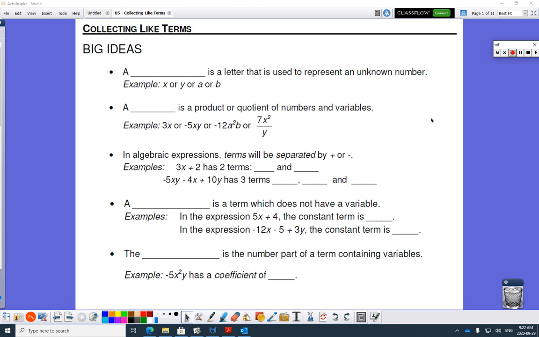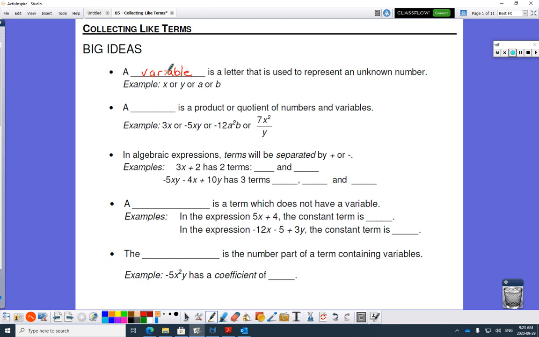Here's the big ideas. A variable is a letter used to represent an unknown number. A variable is the word we want here. Maybe you've seen that word before. Hopefully you have. It's a perfect name, actually, if you really think about it. Variable. It means it varies. It depends. We don't really know what the number is going to be. It can be different numbers. We don't really know what's happening yet.